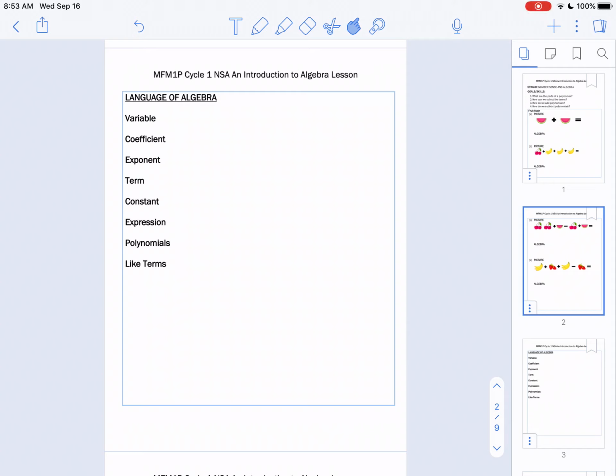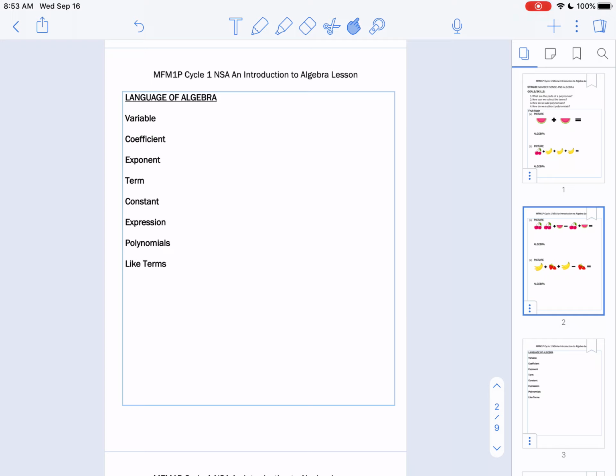In this introduction to algebra, we are reviewing some of the language of algebra, so some of the terminology that you're going to need. We're going to look at what pieces make up a polynomial and how to simplify a polynomial by collecting like terms.